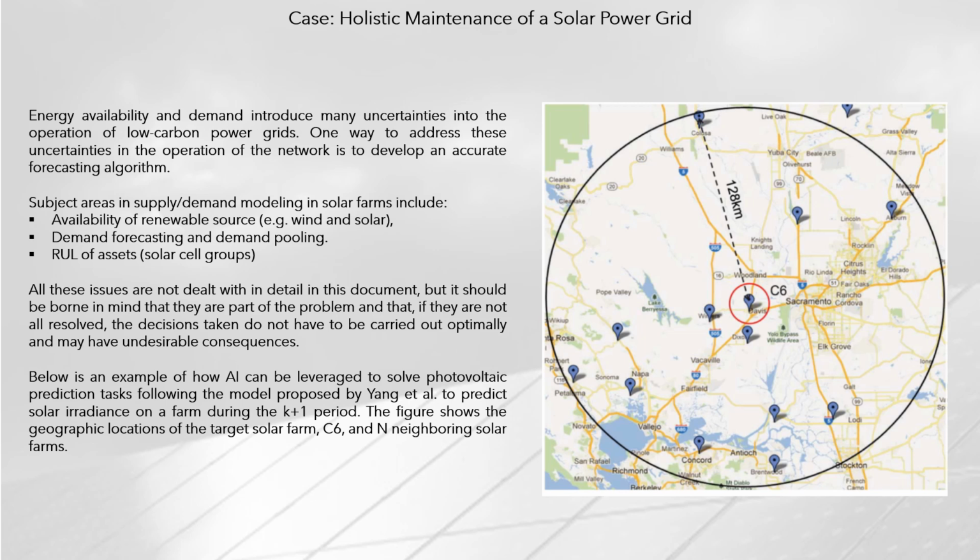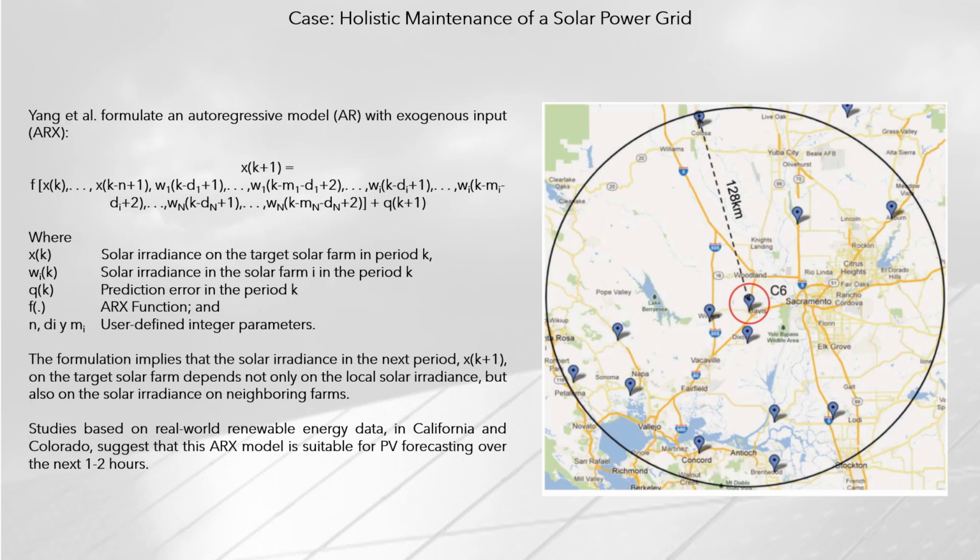Below is an example of how AI can be leveraged to solve photovoltaic prediction tasks following the model proposed by Yang et al. to predict solar irradiance on a farm during the K+1 period. The figure shows the geographic locations of the target solar farm, C6, and N neighboring solar farms. To forecast solar irradiance, Yang et al.